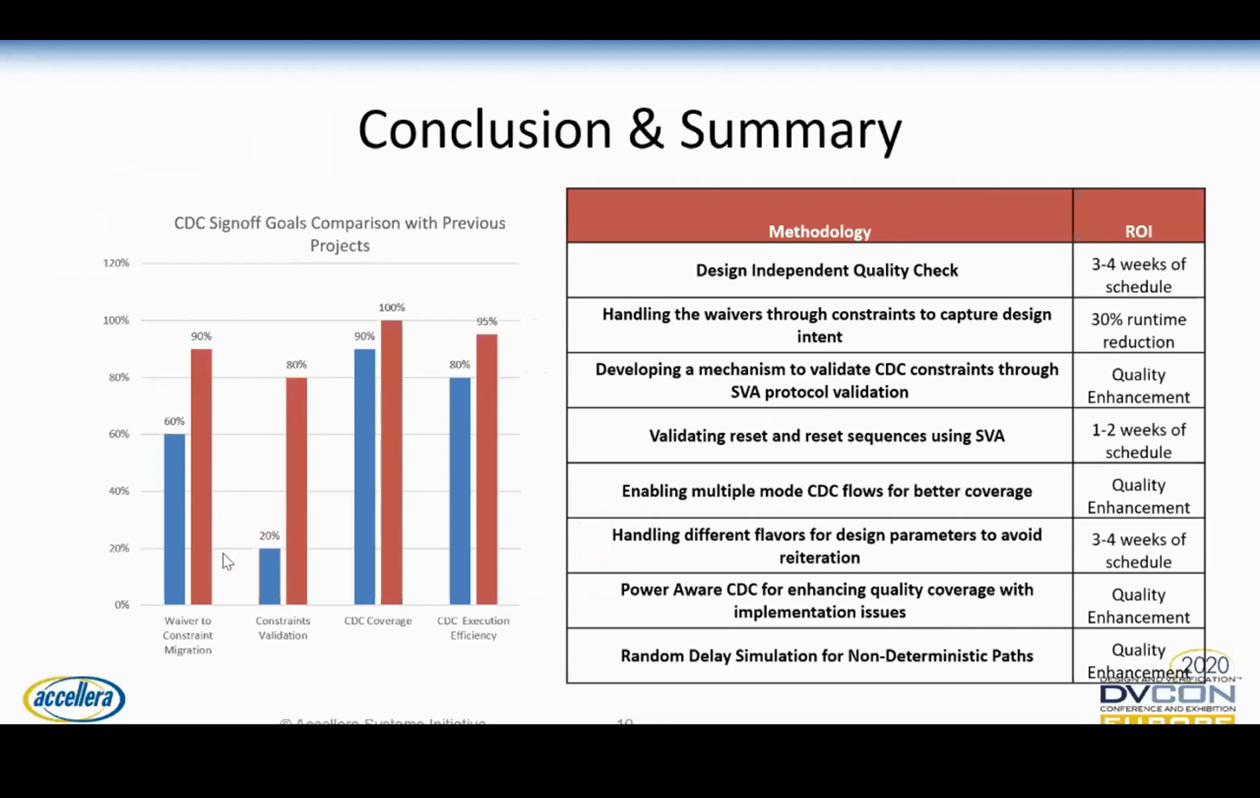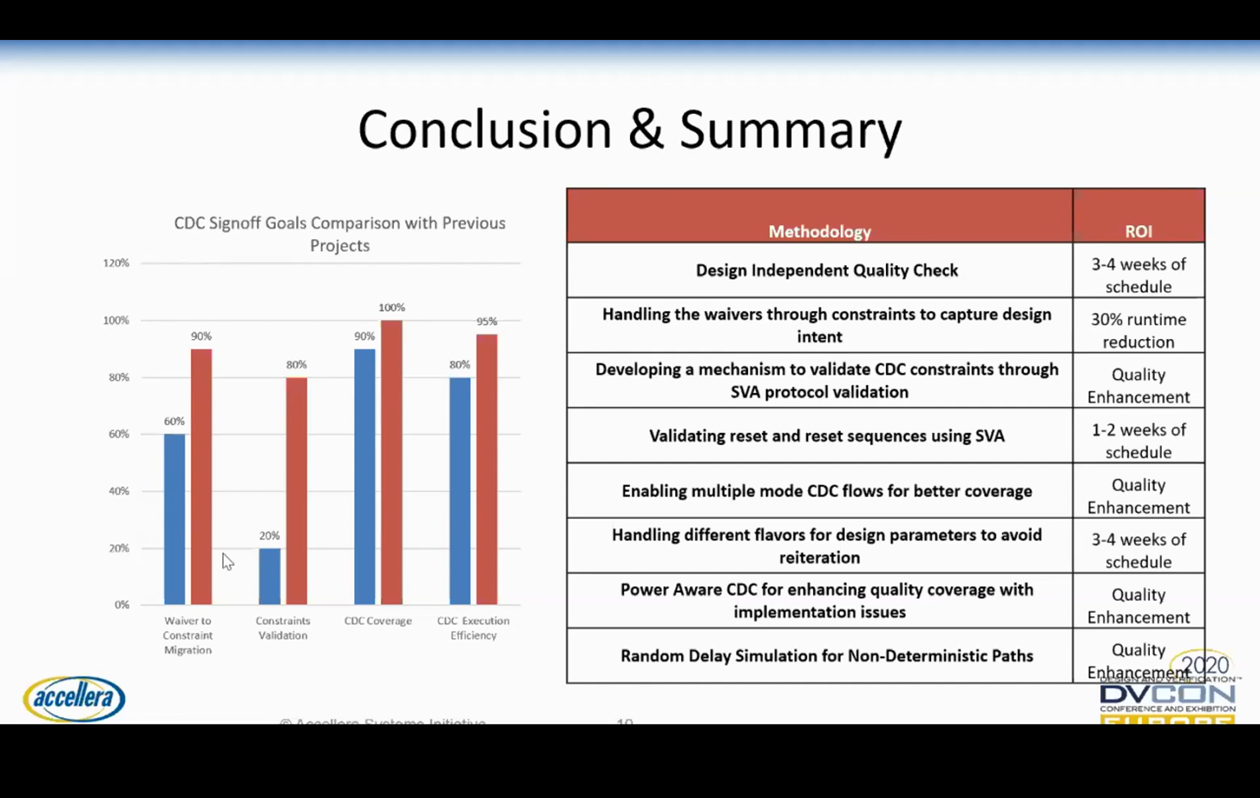Now to conclude and summarize, we have tried to quantify how the coverage has improved from our previous project to the current project. In the previous project, we used to have the waiver mechanism, but only about 60% of the waivers were actually translated. However, in the current project, we have ensured that more than 90% of the waivers are translated into constraints, and the 10% are only because of mismatches, IP SoC mismatch issues or virtual issues. Other than that, everything has been translated into constraints.